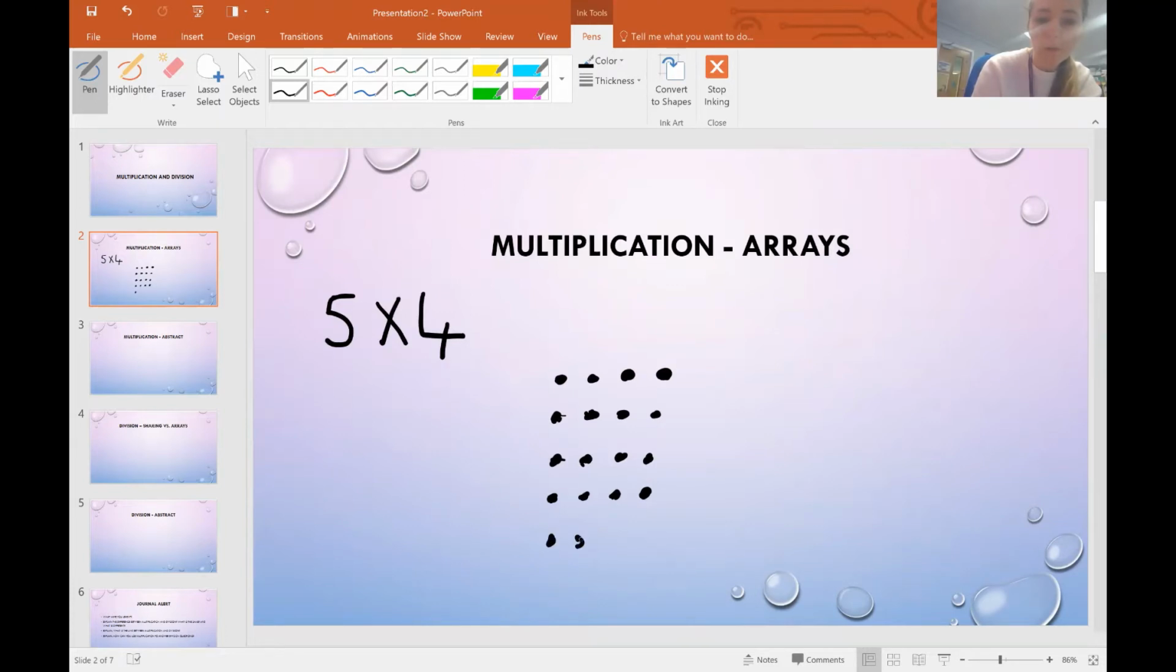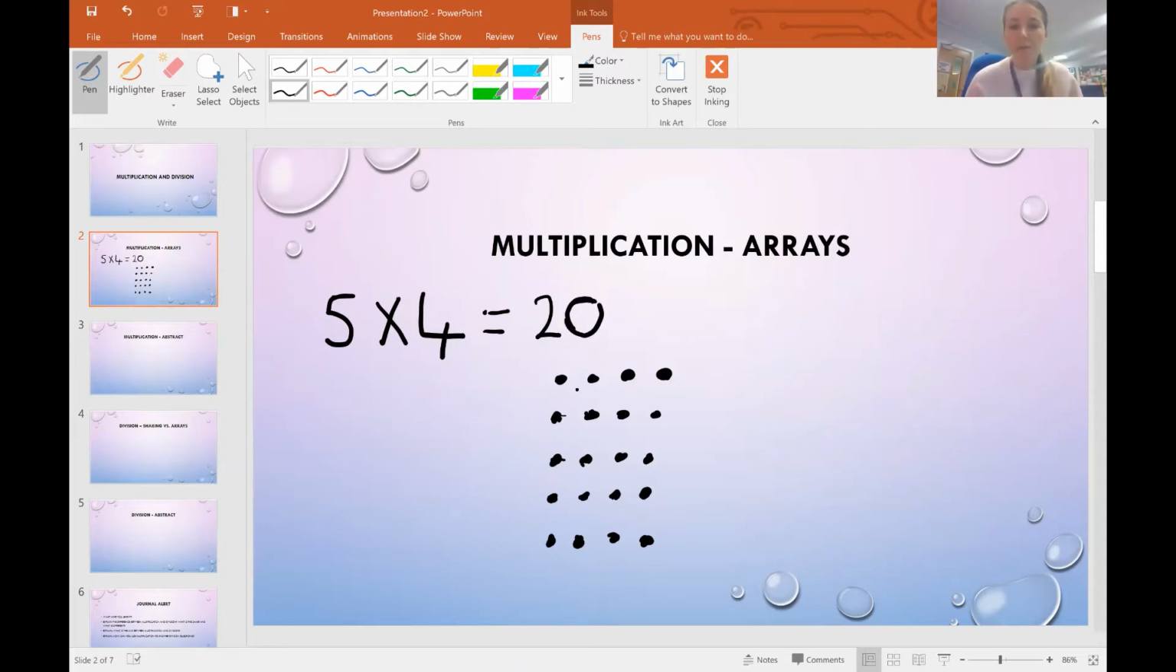So now I need 1 more lot of 4. So there you can see I've got 5 lots of 4. 1, 2, 3, 4, 5. That is my array that shows 5 times 4, or 5 lots of 4. So altogether, I need to see how many I've got. So I could count up each of them. 1, 2, 3, 4, 5, 6, 7, 8, 9, 10, 11, 12, 13, 14, 15, 16, 17, 18, 19, 20. So I know that my answer is 20.